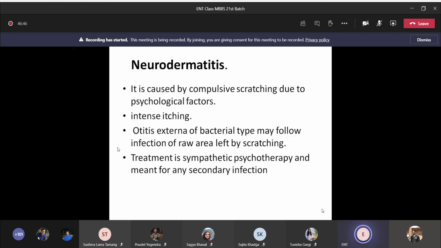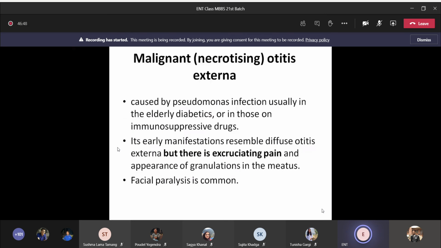Necrotizing or malignant otitis externa. This is a short note in itself. Okay, it is caused by Pseudomonas infection, usually in elderly diabetics or in those on immunosuppressive drugs. Its early manifestations resemble diffuse otitis externa, but there is excruciating pain and appearance of granulations in the meatus. Facial paralysis is common. Okay.